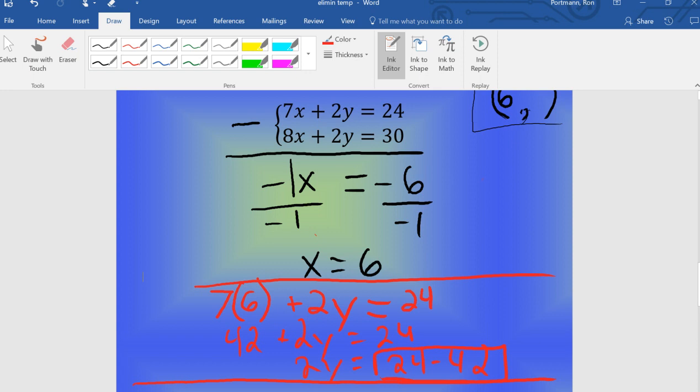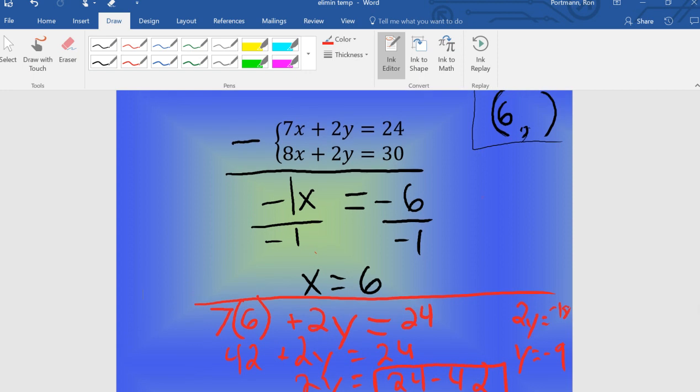And y'all forgive me, I'm going to come back over here. We've got 2y equals 24 minus 42, which would give you negative 18. And you divide both sides by 2, and your y would give you negative 9. So our y value is going to be negative 9. All right. So your ordered pair is going to be 6, negative 9.